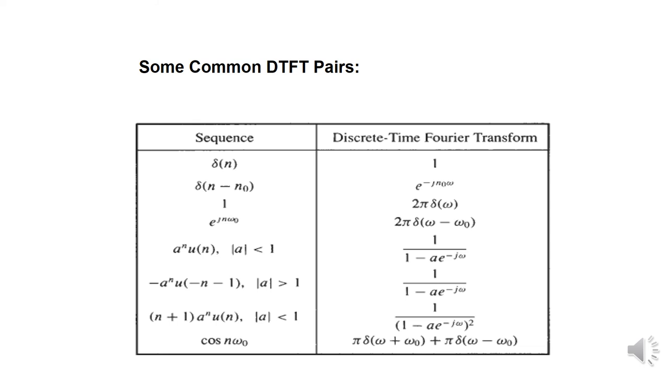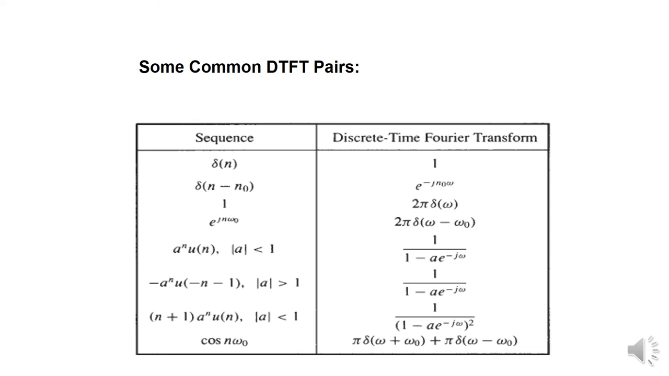Then if you have 1, you will get the DTFT as 2 pi delta omega. From this one, I have to tell you one thing. If you have any function, let's say 5, 6, 7, or 1, 2, 3, 4, 5, likewise, but that is a continuous domain one, so it will be like 2 pi delta omega. That one is in the frequency domain for continuous time, therefore we can skip it, but if you can understand it, it is better.